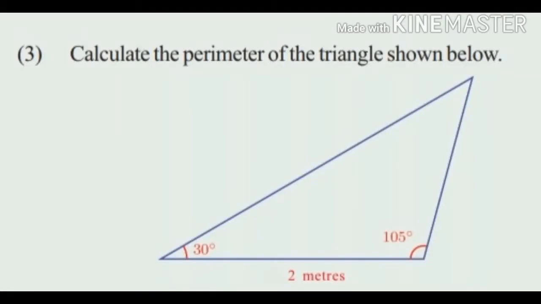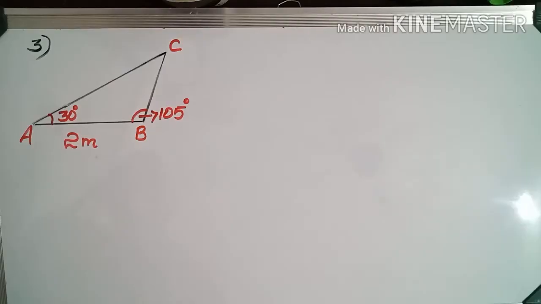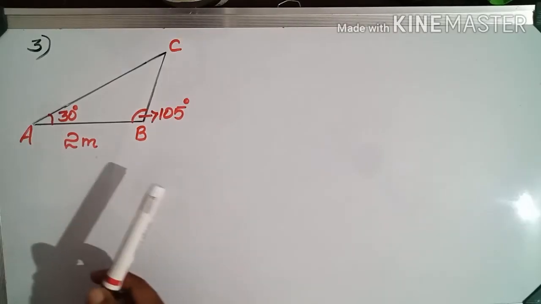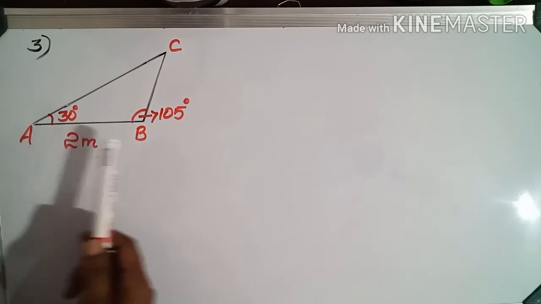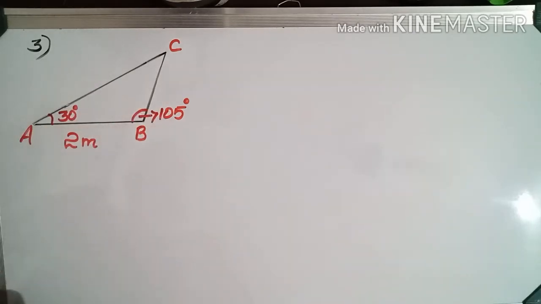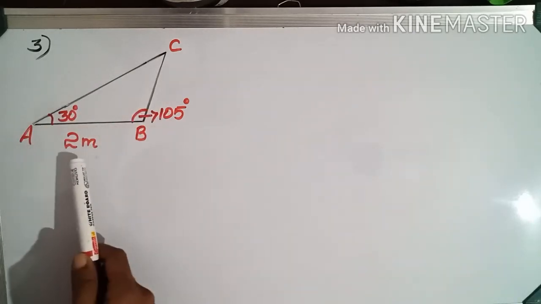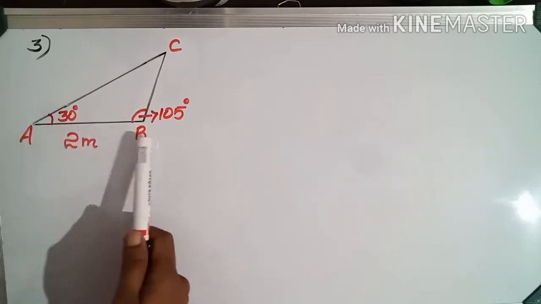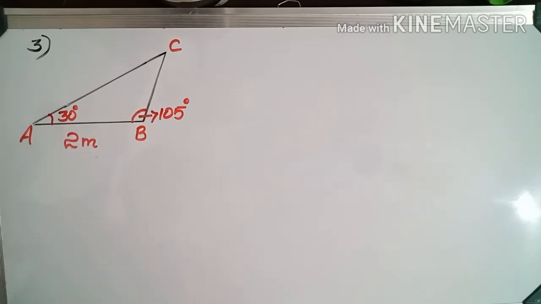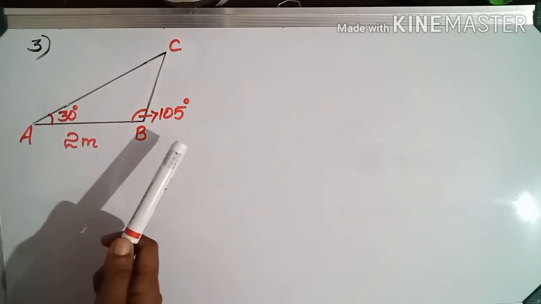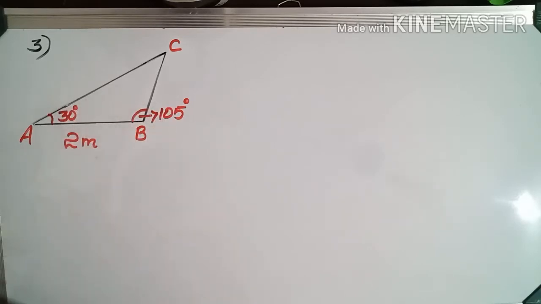Okay, next question number 3. Calculate the perimeter of the triangle shown below. In this question we have to find the perimeter of this triangle. Triangle ABC, perimeter of this we have to find. But here only one side is given. AB, only one side, 2 meter, is given. And when we check the angles we can see that this triangle is not a right triangle. If it is a right triangle we can use what?